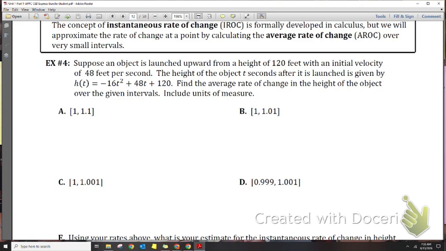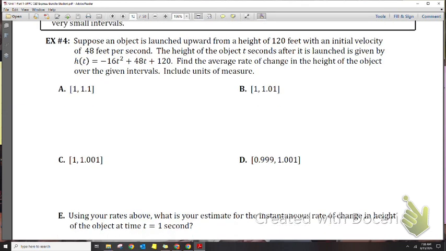It says, suppose an object is launched upward from a height of 120 feet with an initial velocity of 48 feet per second. The height of the object t seconds after its launch is given by h of t equals negative 16t squared plus 48t plus 120. Find the average rate of change in the height of the object over the given intervals. Include units of measure. All right, so they're telling us on A, when x is 1 to when x is 1.1.